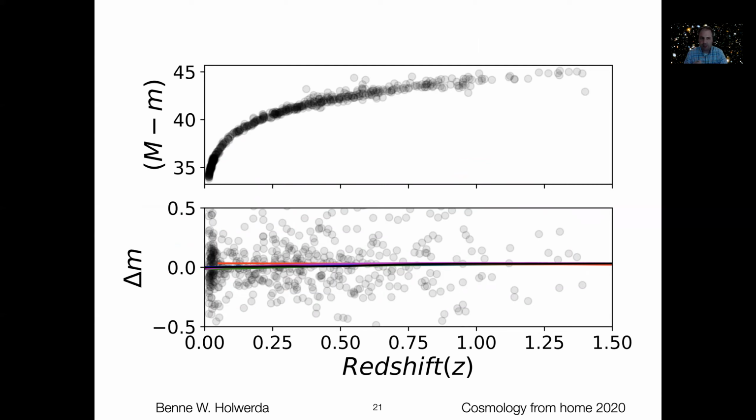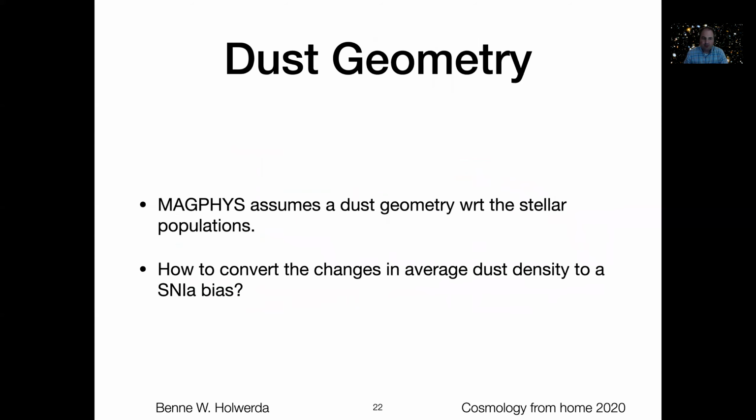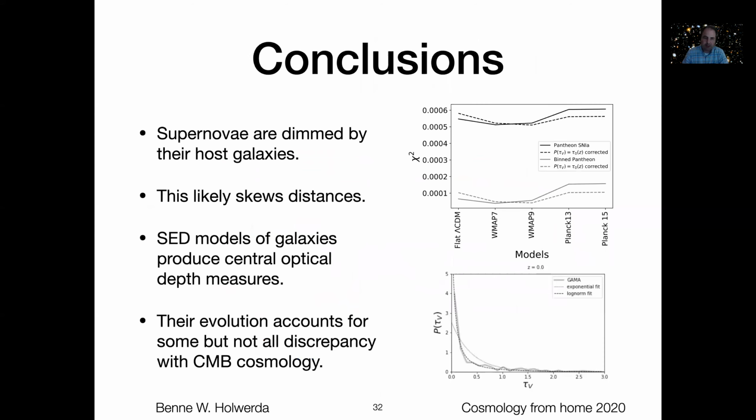Instead of the Hubble plot at the top, I'm looking at the residual after I've subtracted the flat cosmology. MAGPHYS assumes a disk geometry. I'm just going to have to live with that. And so how do changes in the average dust density change the supernova Ia bias?